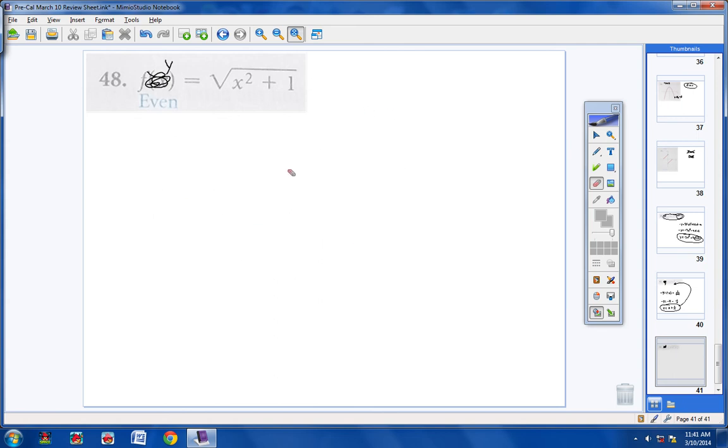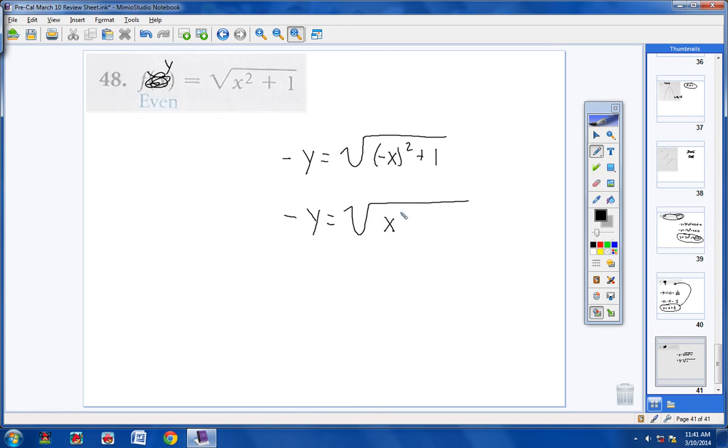Now let's see if I have an odd function, symmetry with respect to the origin. Here's my y. I'm going to put a negative y. And then here's the x. I'll put a negative x. And here we go. Negative y equals, well, when you take negative x times negative x, that's x squared plus 1. And then if you want to get y by itself, you change the sign of your terms.